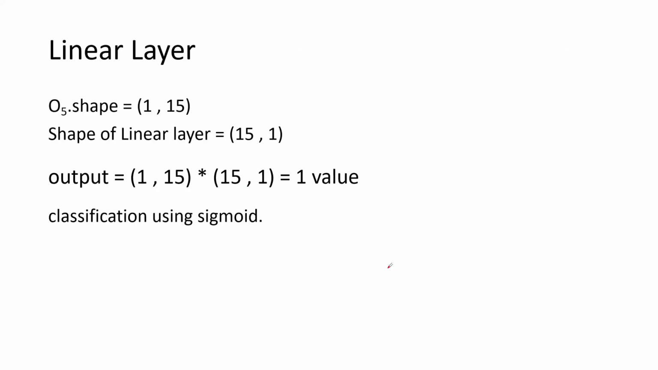Now what we'll do, we'll take a linear layer. So O of 5 shape was 1 cross 15, if you remember, and the shape of the linear layer has to be 15 cross 1. Why? Because 15 is the input, so obviously the first dimension has to be the last dimension of this, and 1, because this is a binary classification, zero for negative and 1 for positive. So 1 comma 15 into 15 comma 1 will give you a single value, and then whatever value is given, you will use sigmoid for that. Now let me show you the second example.